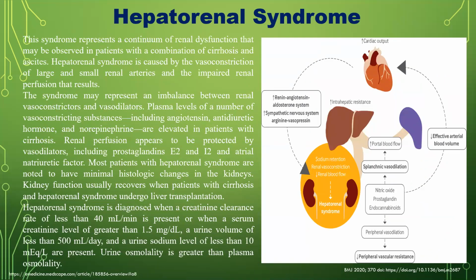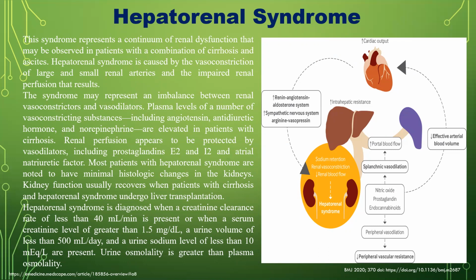This syndrome, hepatorenal syndrome, represents a continuum of renal dysfunction that may be observed in patients with a combination of cirrhosis and ascites. Hepatorenal syndrome is caused by the vasoconstriction of large and small renal arteries and the impaired renal perfusion that results. The syndrome may represent an imbalance between renal vasoconstriction and vasodilation.